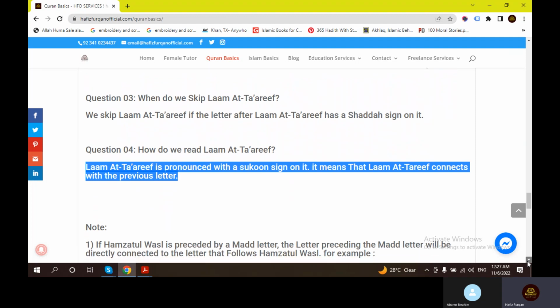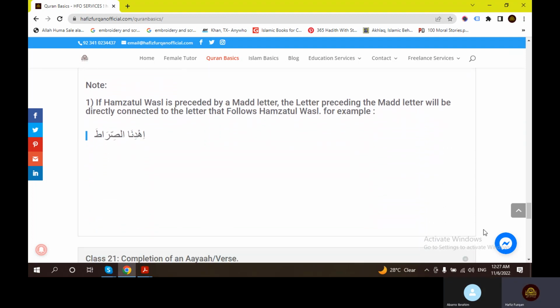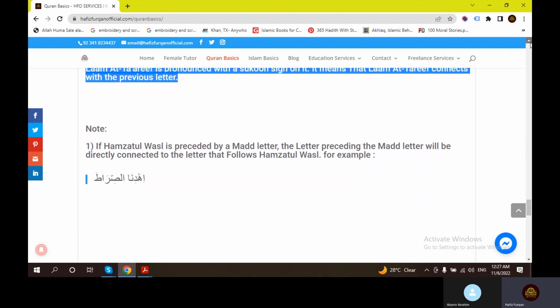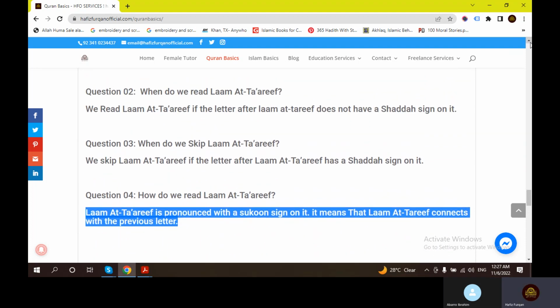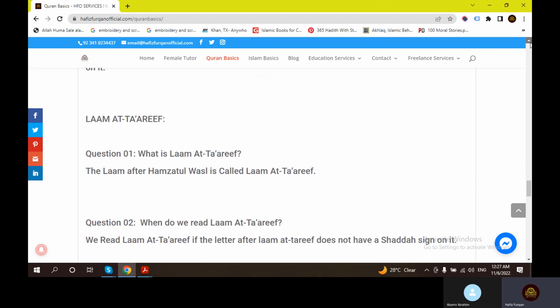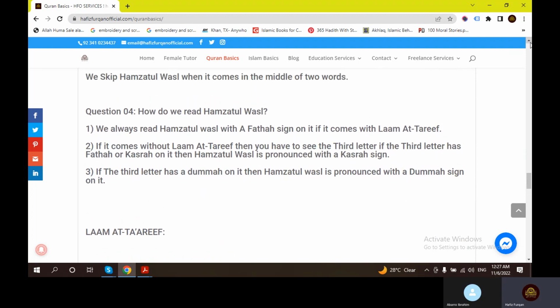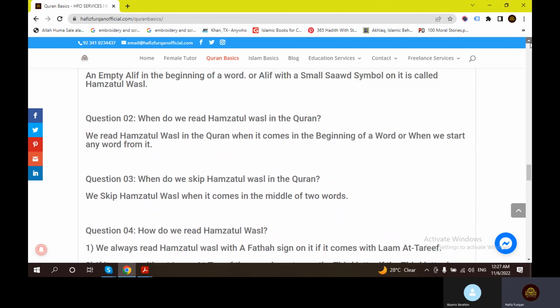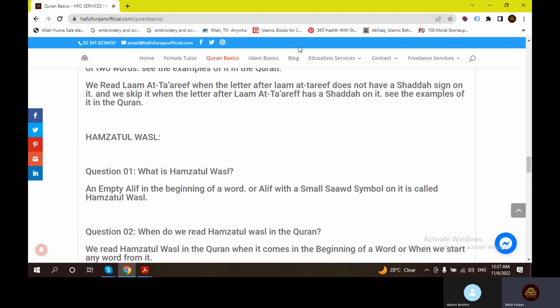One more note here that is very important to know for now. If Hamzatul Wasl is preceded by a mud letter, but I will recommend you leave this one too for now. Why am I asking you to leave them? Because you learn step by step. If I teach you everything today, it's going to be very hard to remember, right? So be straight right now.